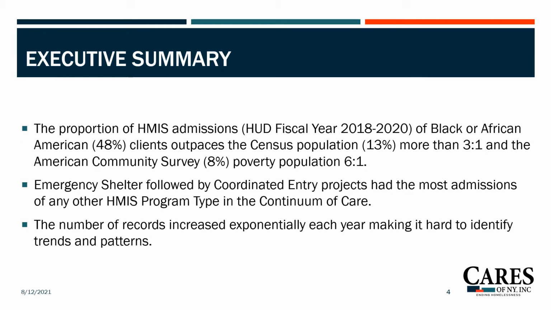Here are the key points that we can take from this descriptive analysis. First, there is an overrepresentation of Black or African American clients in the homeless system as recorded in HMIS. Whether you compare the population of HMIS to the census or to the poverty population recorded by the 2017 American Community Survey, we do see an overrepresentation.